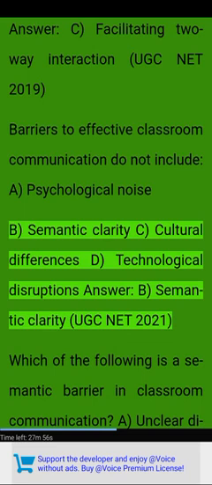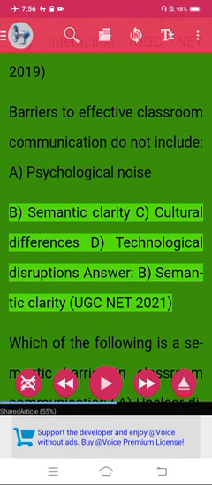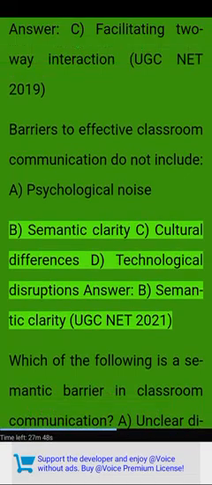Barriers to effective classroom communication do not include: A. Psychological noise. B. Semantic clarity. C. Cultural differences. D. Technological disruptions. Answer: B. Semantic clarity. UGC NET 2021.